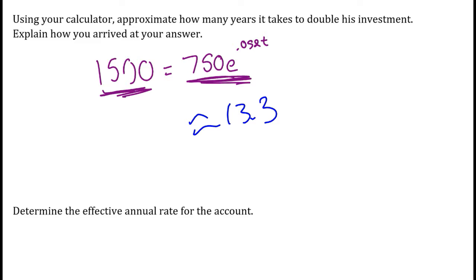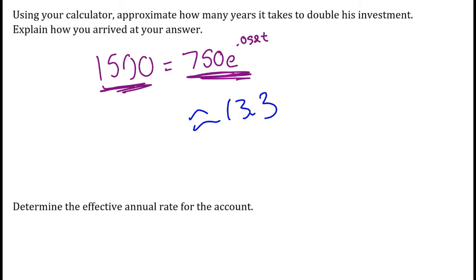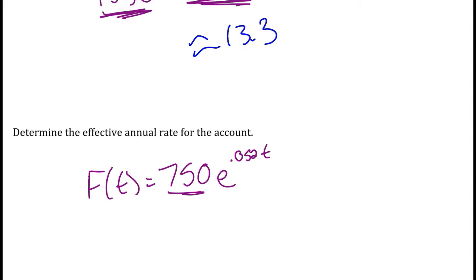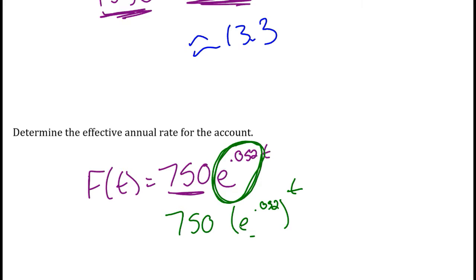Determine the effective annual rate of the account. Well, right now we have, as our function, f of t equals 750 e to the 0.052 t. So we know that's our principal amount. What determines the rate is this expression right here. e to the 0.052 determines the rate at which this is happening. So we could use the power to a power rule to say that this is the rate. e to the 0.052 is the 1 plus r. So that's going to tell us what the rate is.